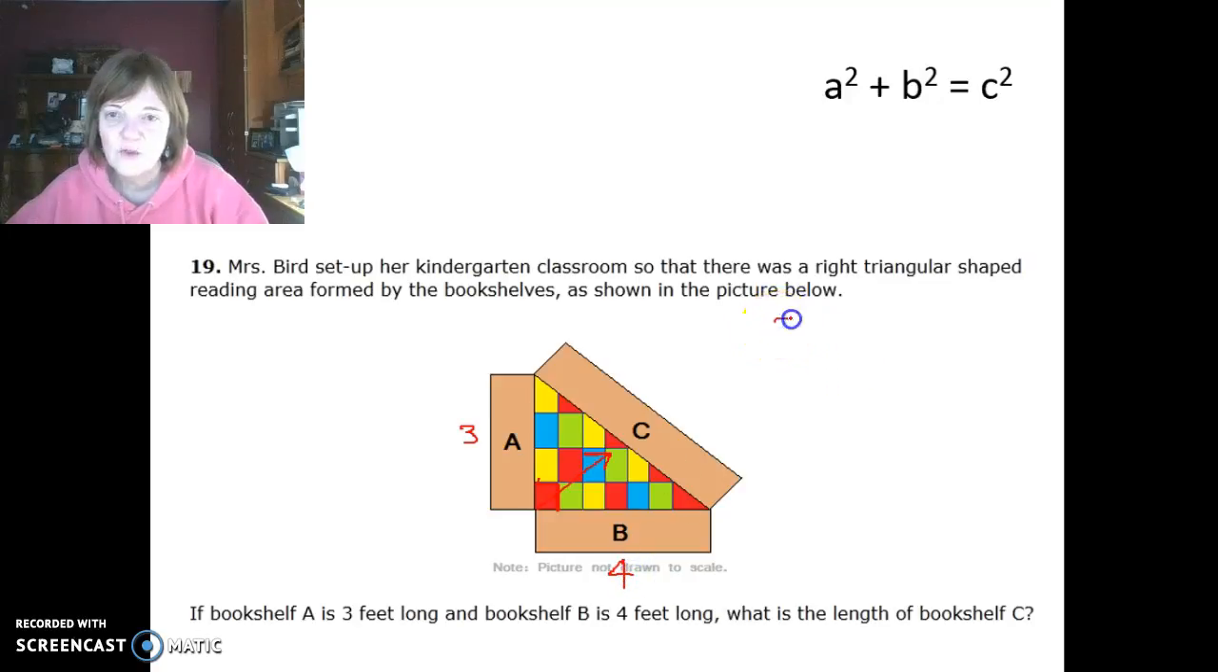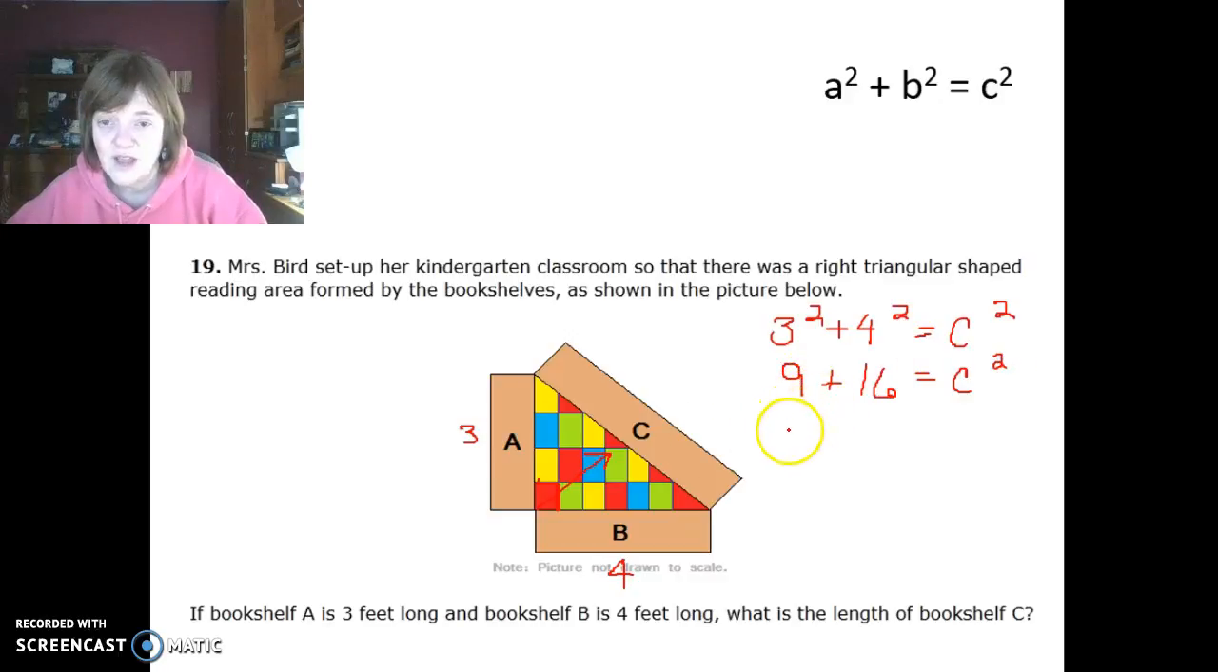So let's see. We've got 3 squared plus 4 squared equals C squared. 3 squared is 9. 4 squared is 16 equals C squared. If I'm moving too fast, pause, figure it out. That's 25 equals C squared. And I know that one by heart. The square root of 25 is 5. So C is 5.